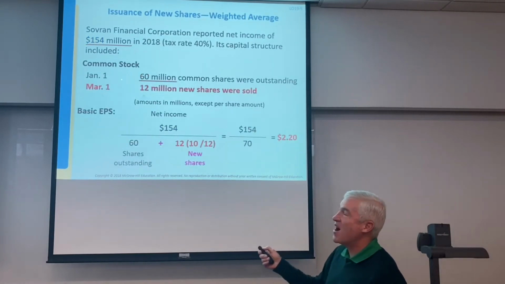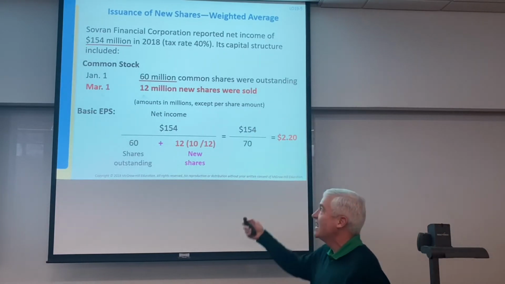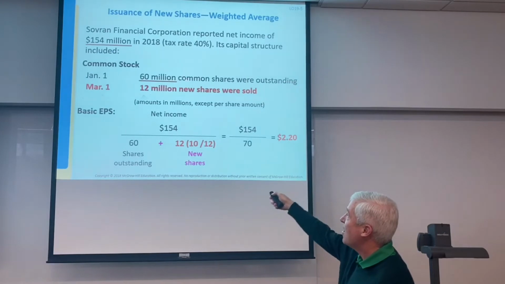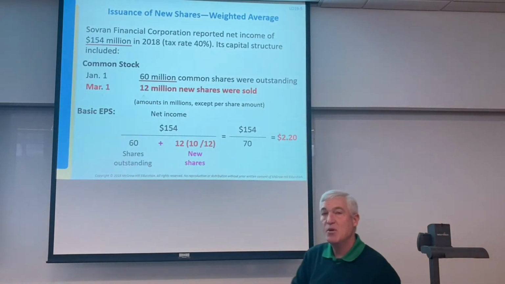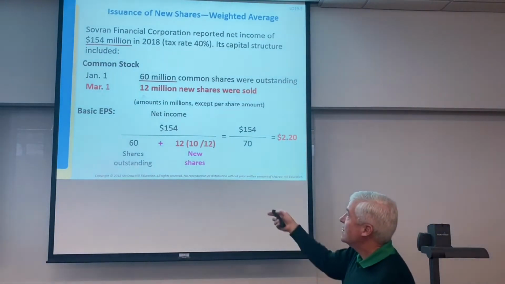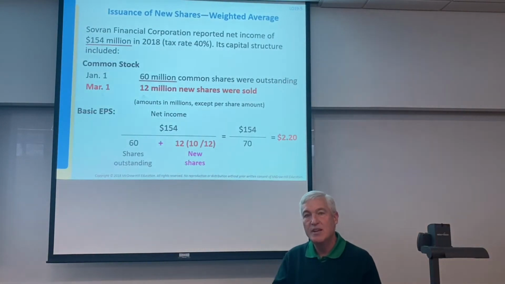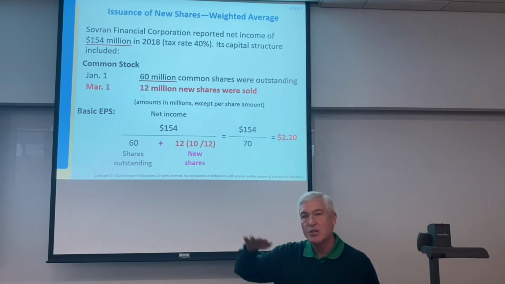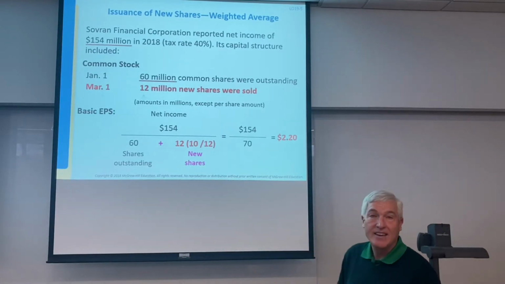All right, nuance number one. We're just going to go through these, adding something new with each slide. Here, on March 1, 12 million new shares were sold. So we had 60 million shares outstanding for the entire year, but these 12 million were only outstanding from March through December, 10 months. In January and February, we only had 60 million shares outstanding, but from March through December, we have 72 million shares outstanding, and we've got to take that into account.